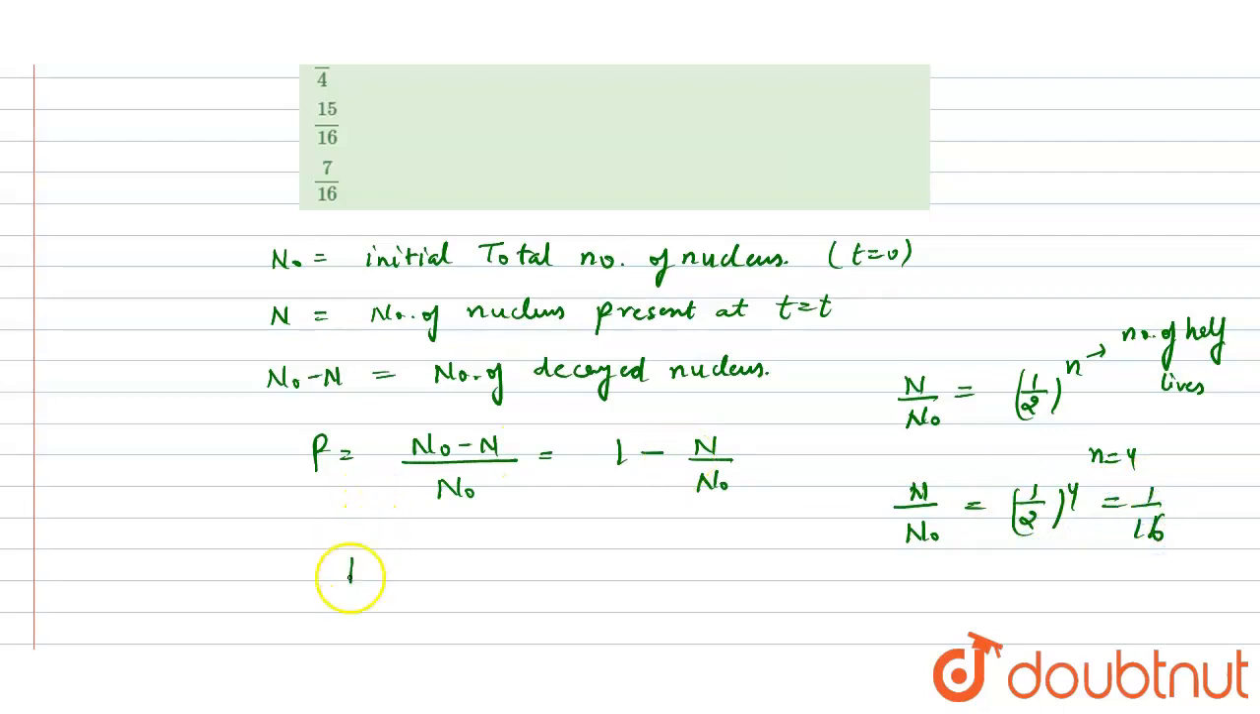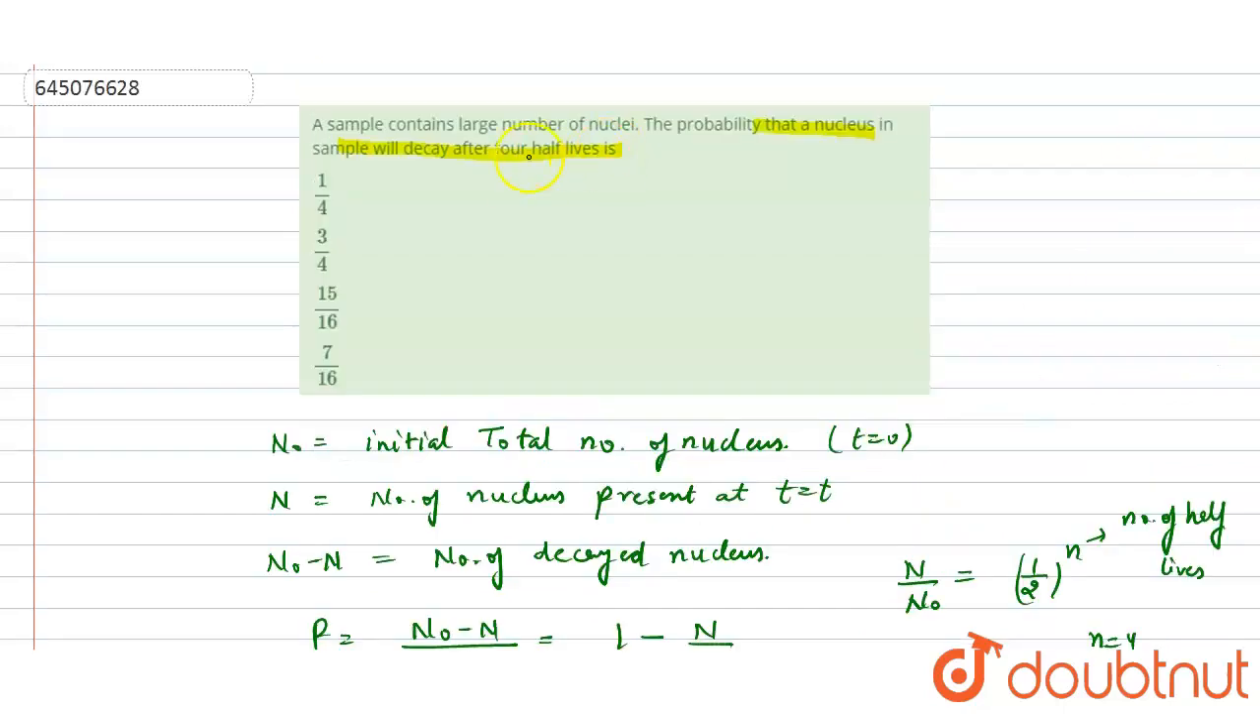Now the probability will be equal to 1 minus n by n0, which is 1 minus 1 by 16. This will be equal to 15 by 16. So the probability of nucleus which are decayed after 4 half-life is 15 by 16. So the option C will be the correct answer for this question.